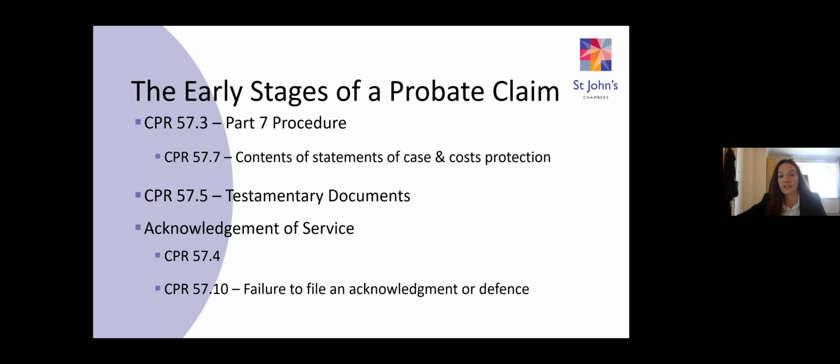Thirdly, and importantly, in accordance with CPR 57.10, default judgment is not available in probate claims, but where no defendant files an acknowledgement or defence, it is possible to apply for the claim to be tried on the papers on provision of evidence of service of the claim on the defendants. So while default judgment is not available, there is an alternative cost-saving mechanism, and it is one which is worth having in mind.